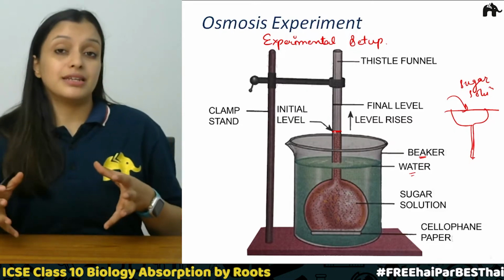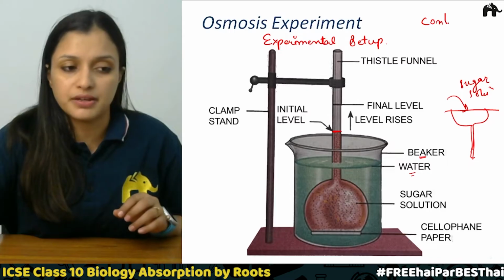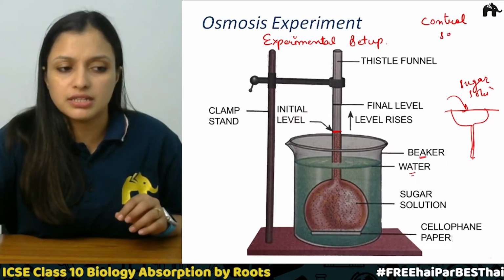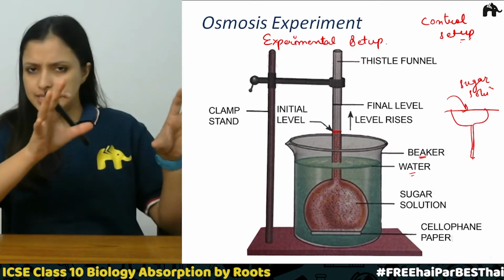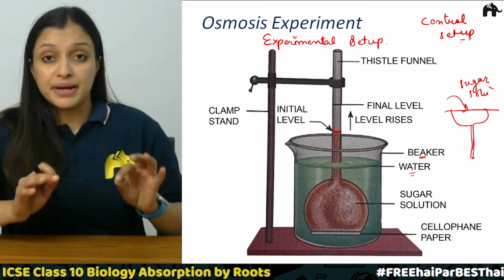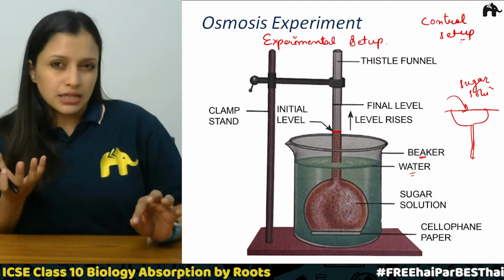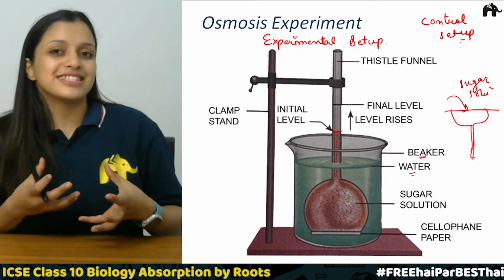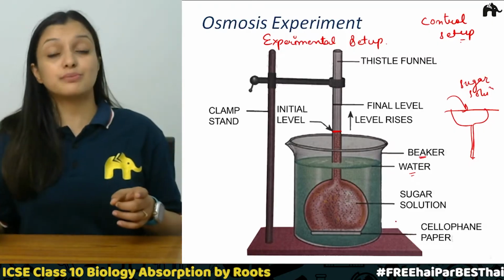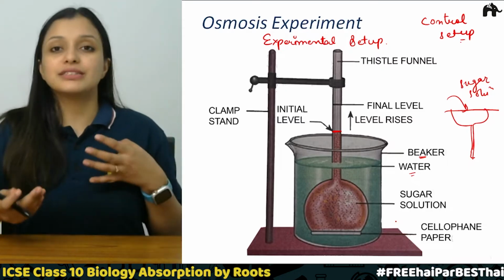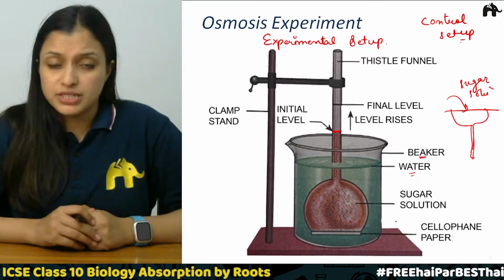Now when we are carrying out an experiment, we also need one control setup, right? So this is the control setup. What we are going to do in the control setup is it will look exactly like this, but the difference lies in the solution which is there inside the thistle funnel. Inside the thistle funnel in the control setup, there will be water, the same water that we are putting in the beaker. Correct? So that will be the control setup.